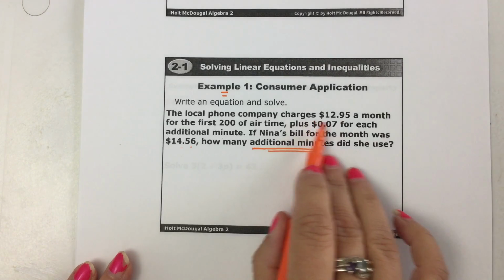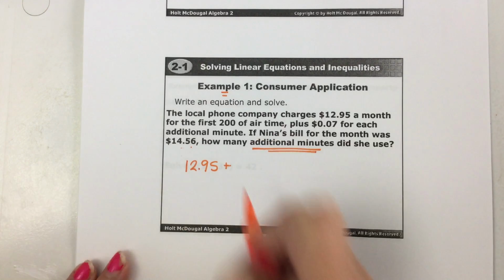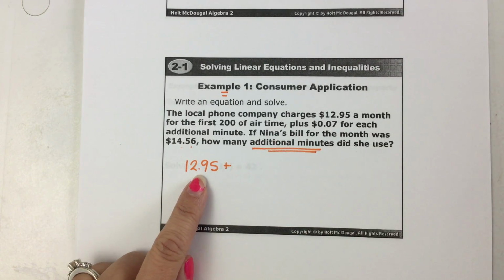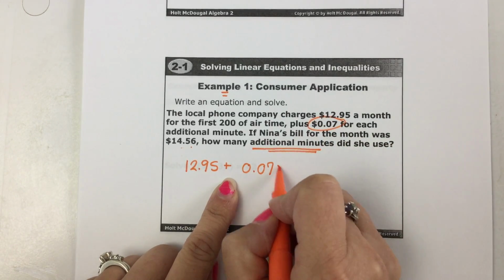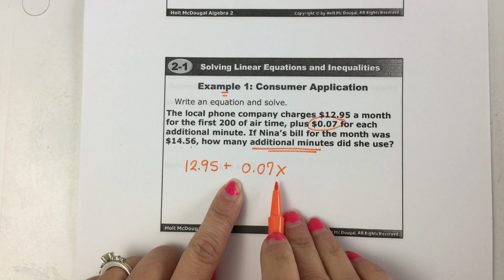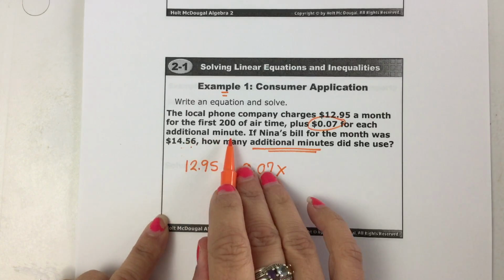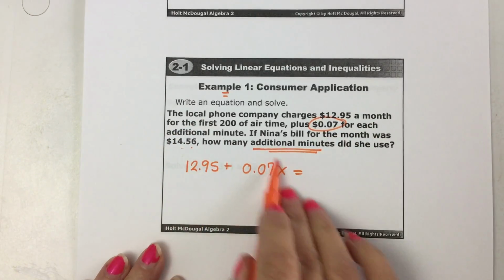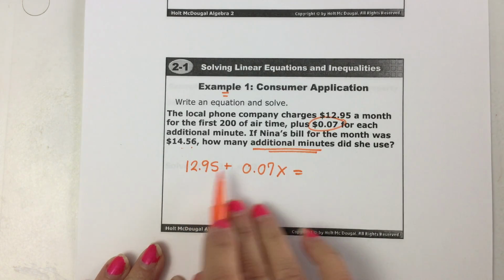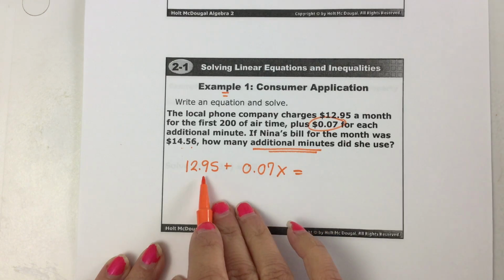Okay, the phone company charges $12.95 a month. That's called a fixed cost. You have to pay that no matter what, just to have phone service. Then your variable cost, it's 0.07 times x. The reason why the x is here is because you have to pay 7 cents for each additional minute that you go over your 200. Now this is how they calculate the bill. $12.95 for the plan plus 7 cents per minute over the 200. That's part of the plan.